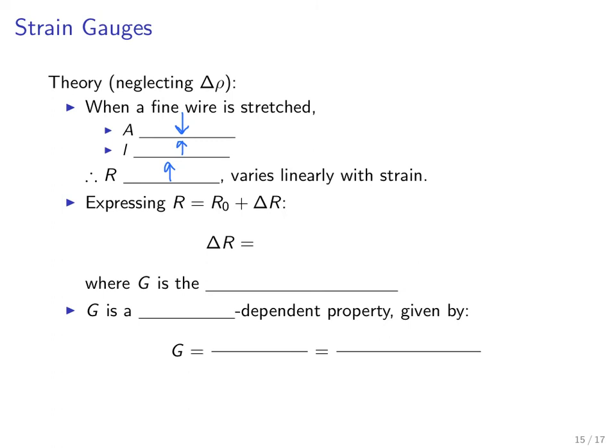Now, expressing R, the total resistance of the wire, as some base relaxed resistance plus the change in resistance due to the stretching, we get that delta R is equal to the base relaxed resistance divided by the base relaxed length, times this factor G that I'll define next, times the change in length. So the change in resistance is approximately proportional to the change in length. G here is what's called the gauge factor. It's also called the strain sensitivity.